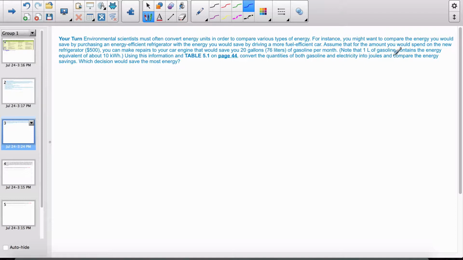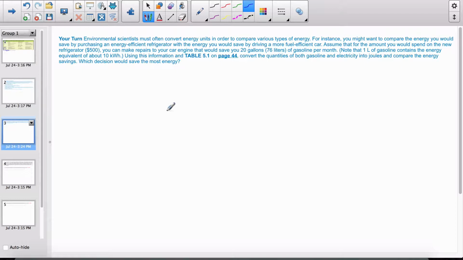Note that 1 liter of gasoline contains the energy equivalent of about 10 kilowatt hours. Using this information and table 5.1, I'll go back to that one, convert the quantities of both gasoline and electricity into joules and compare the energy savings. Which decision would save you the most money?